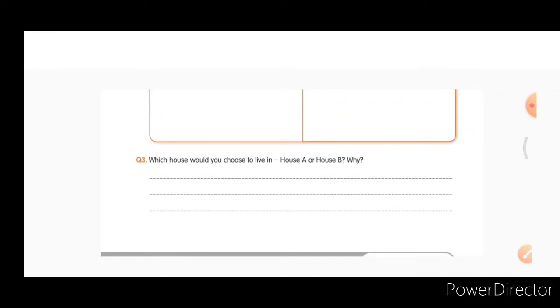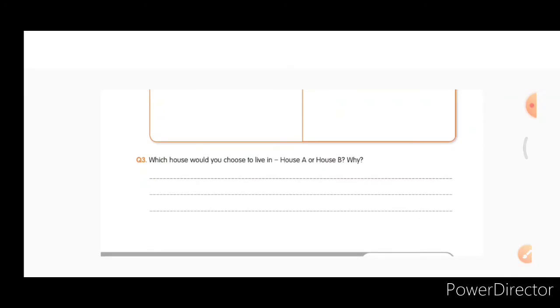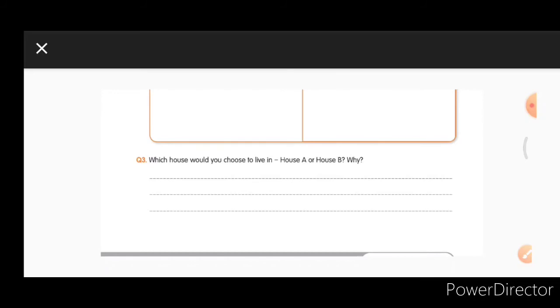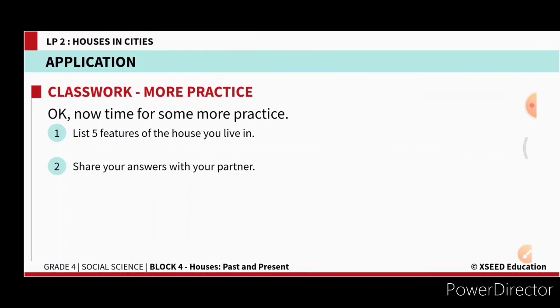Now let us read the third question. Which house would you choose to live in? House A or house B? Why? Okay, what kind of house do you want to live in? Do you want to live in a bungalow or do you want to live in a multi-story building? You write this on your own and you should also write why you want to live in that house. Let's move further.